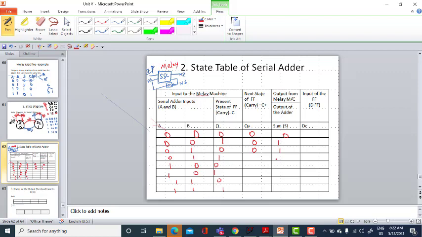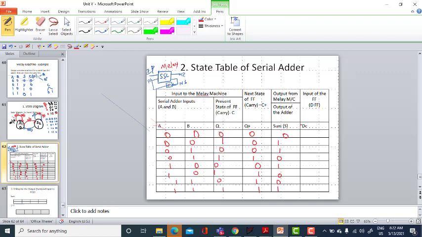Sum is 0, carry is 1. And sum is 1, carry is 0. Sum is 0, carry 1. Sum is 0, carry 1. Sum is also 1, carry is also 1. Keep in mind, the carry represents your next state here.